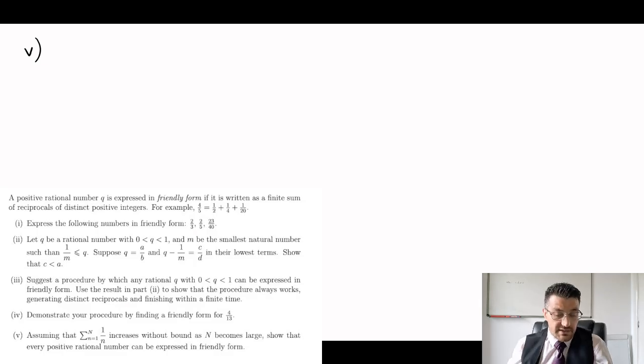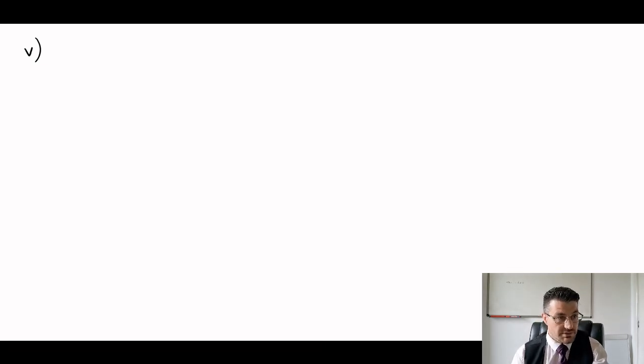Right. So, finally then, assuming that the sum from n equals 1 to uppercase N of 1 over n increases without bound as N becomes large, we'll come back to that in a second because I don't like assumptions. Show that every positive rational number can be expressed in friendly form. Okay. So let's say q is a rational number.